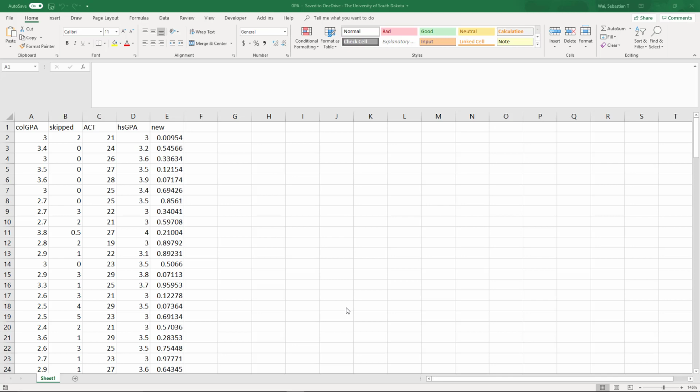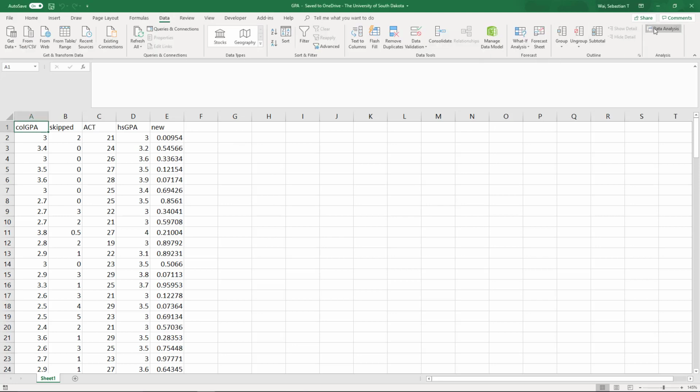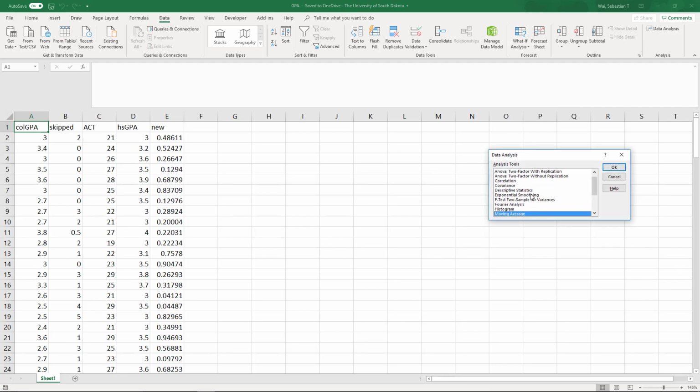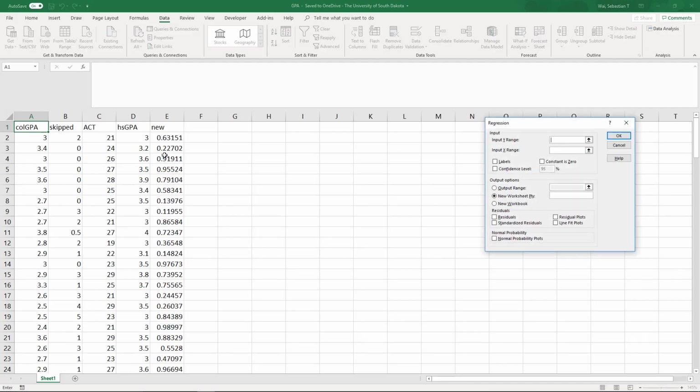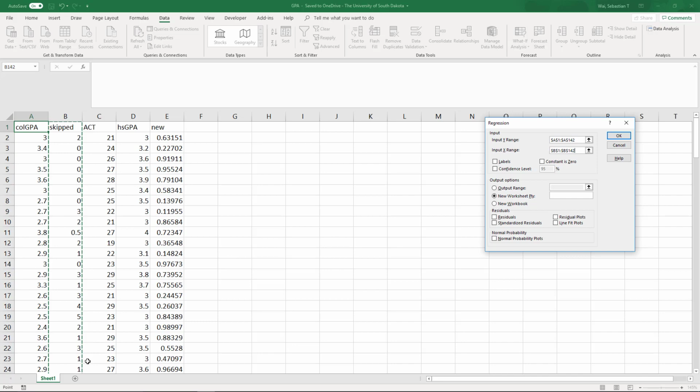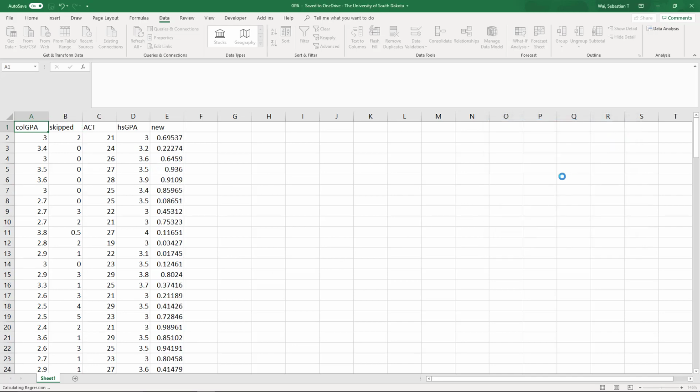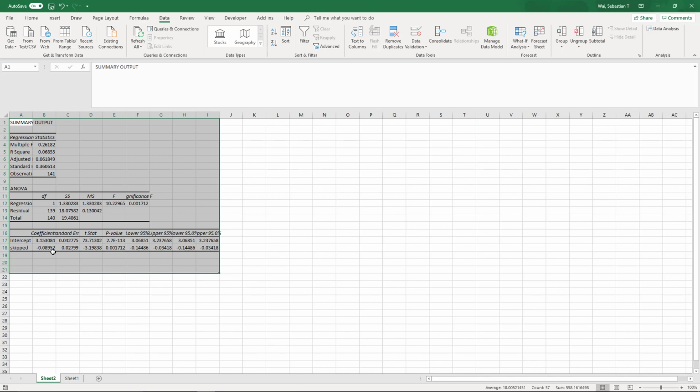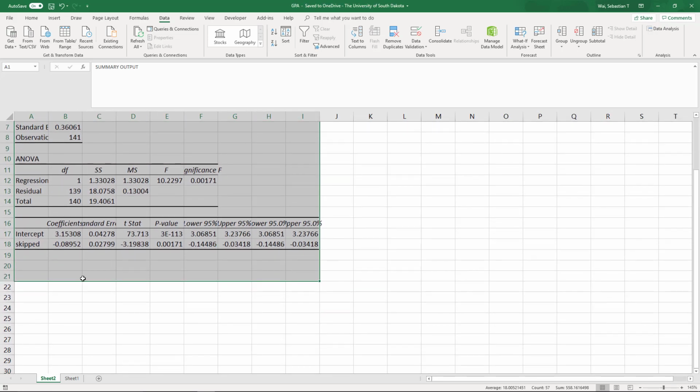To start out, we're going to run a regression of GPA on skipped. We'll go to the Analysis Tool Pack, run a regression, select as our Y range college GPA, and X range is going to be number of classes skipped. Click Labels and run the regression. Let's look at our results.